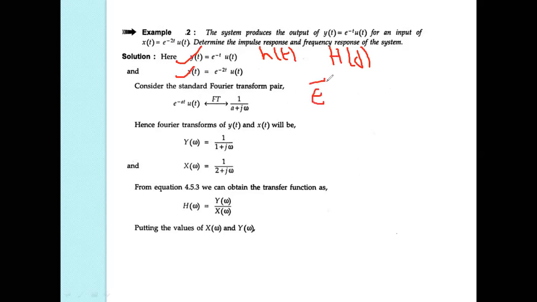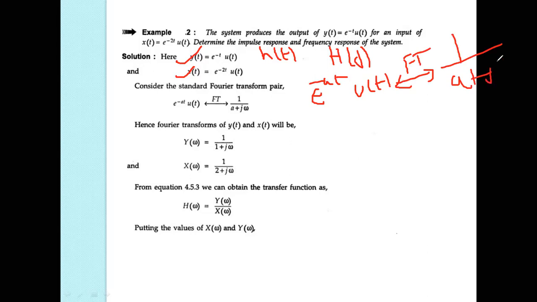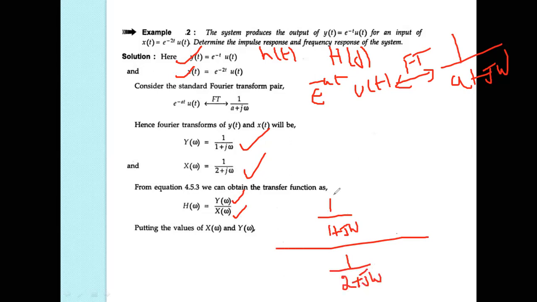We already know the Fourier transform of e power minus a t mu of t is 1 by a plus j omega. What is a here for y? Y of omega is equal to, a is 1, so 1 by 1 plus j omega. For x, what is a here? 2. X of omega is equal to 1 by 2 plus j omega. So to find the frequency response or the system transfer function, H of omega is equal to the ratio of Y of omega and X of omega. Y of omega is 1 by 1 plus j omega, whole divided by X of omega, which is 1 by 2 plus j omega. Cross multiply, the numerator and denominator are interchanged. H of omega is equal to 2 plus j omega by 1 plus j omega.